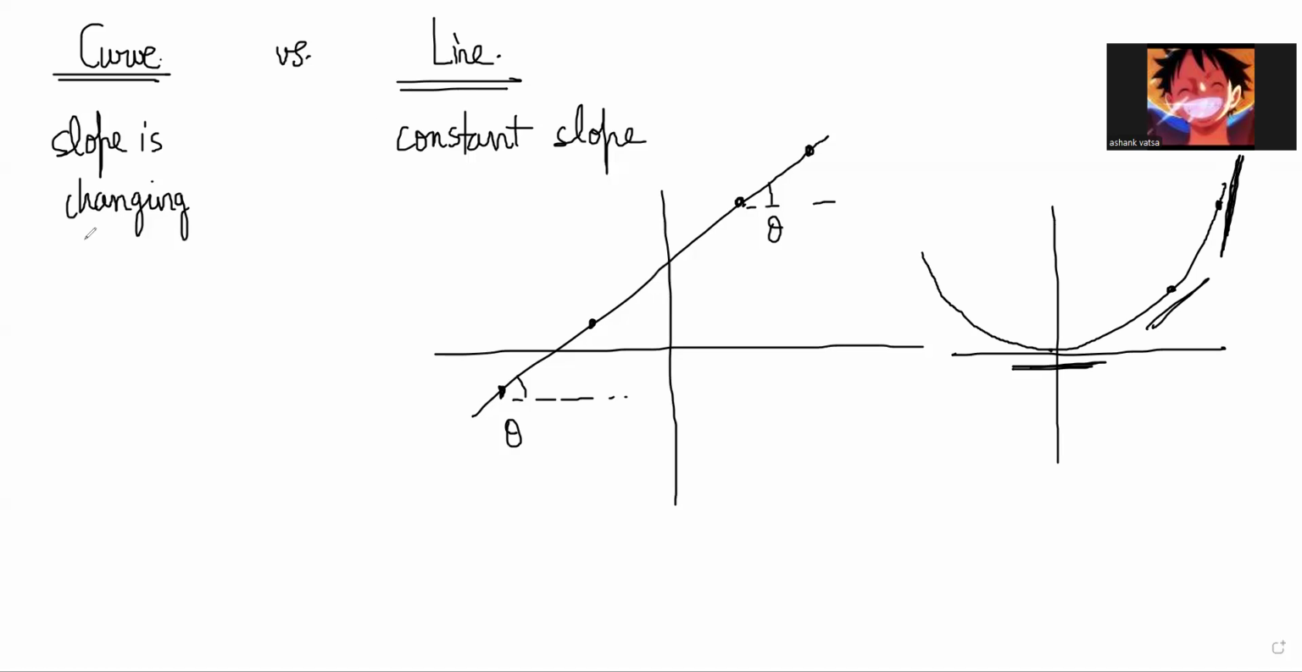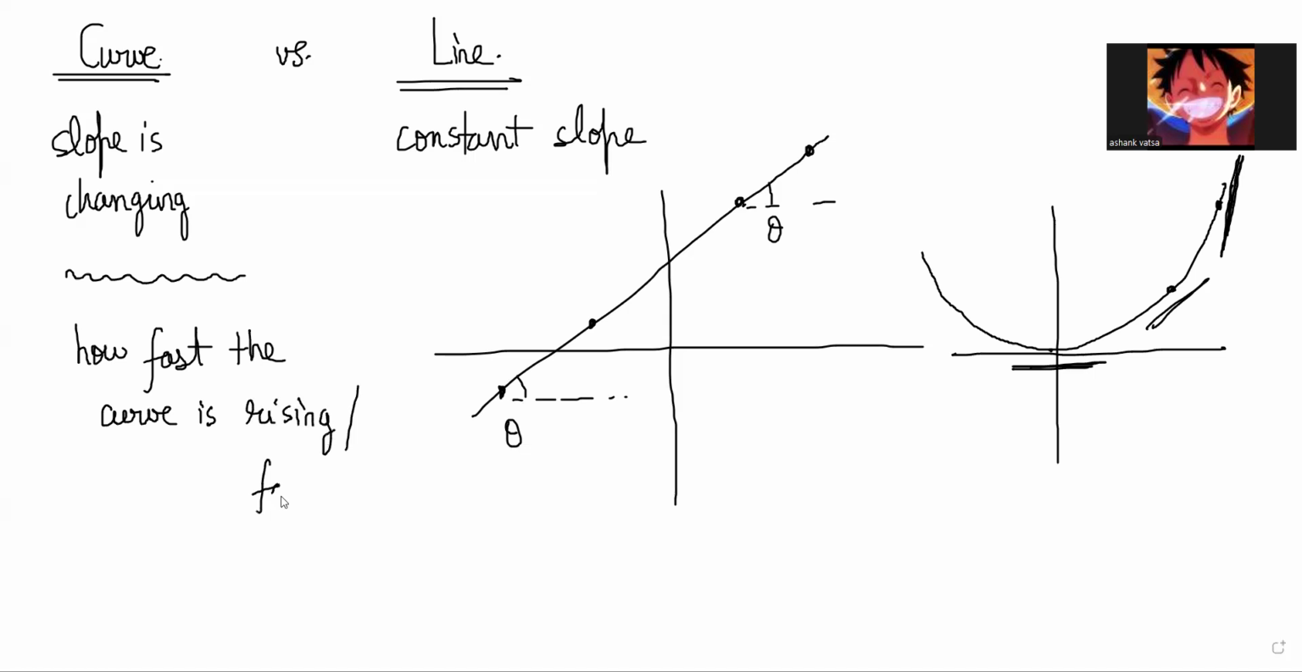And why do we need to understand the slope of a curve? The reason is because that tells us how fast the curve is changing, how fast the curve is rising or falling, right? Slope sort of gives us an indication of how fast the line is rising.